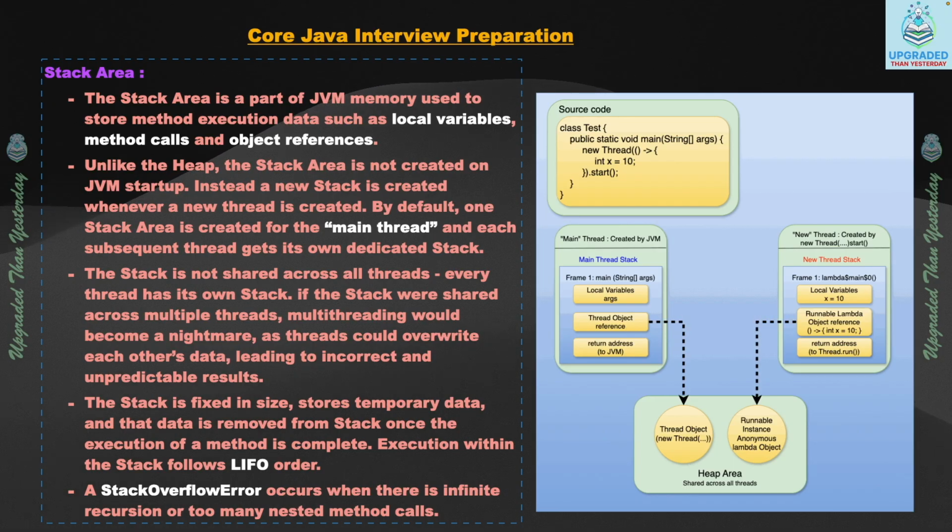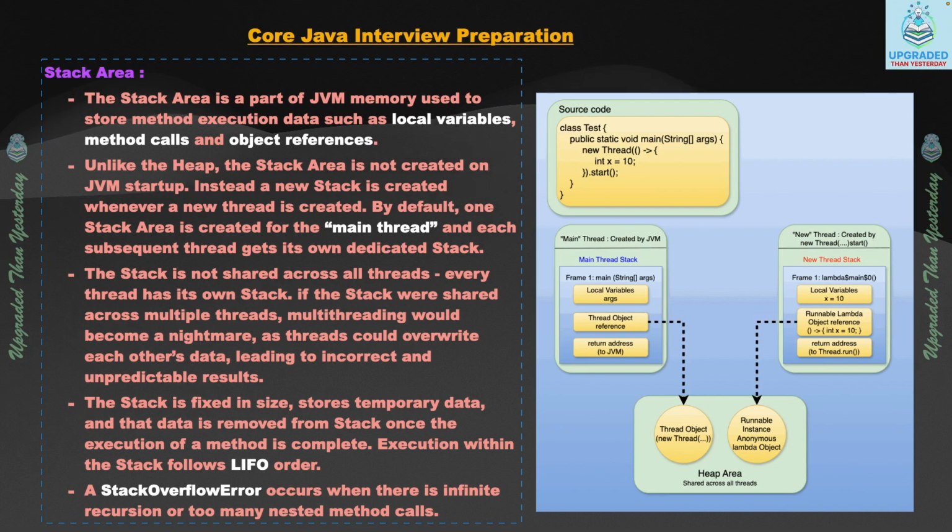The stack is fixed in size and stores temporary data, and that data is removed from the stack once the execution of the method is complete. Execution within the stack follows last in first out order. A stack overflow occurs when there is infinite recursion or too many nested method calls.